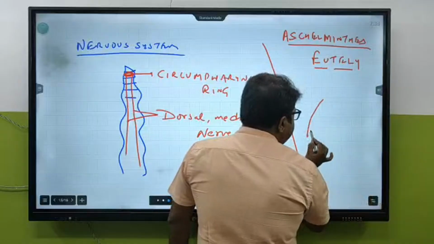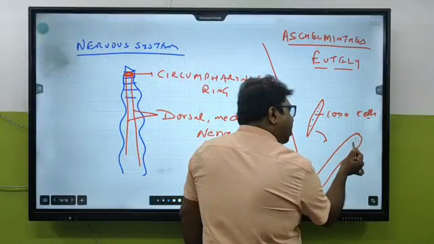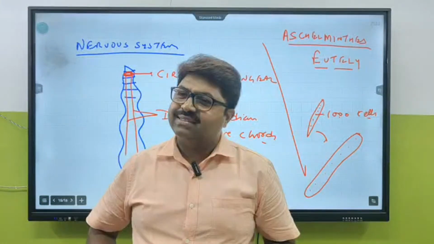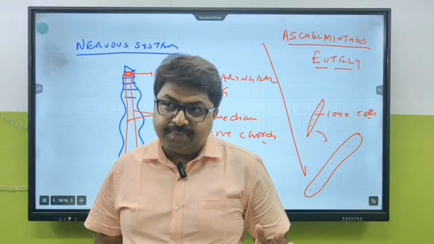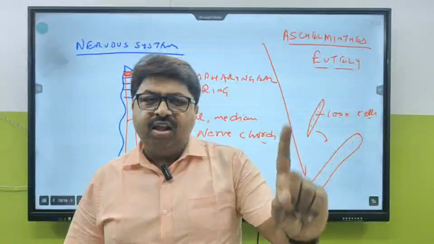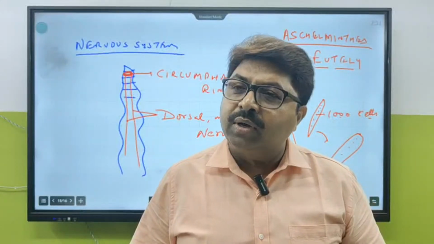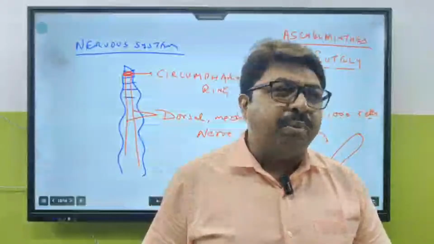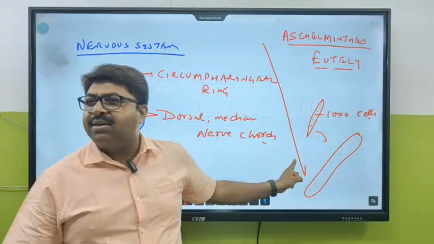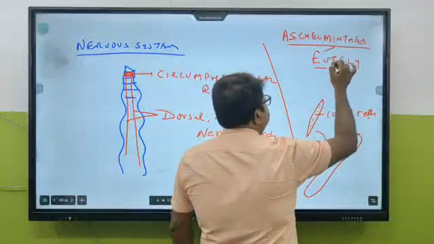What is eutely? If this is the larva with 1000 cells, even in the adult the number of cells remains the same, 1000 only. But how does the size differ? Every cell increases in size. Think about a person: the first cell of life is the zygote, only one cell. Right now he has billions of cells, so the size has become bigger. The number of cells has increased and the cell size has also increased. Here, the number of cells is not changing, only the size of the cell is changing to make it adult. This is called eutely.